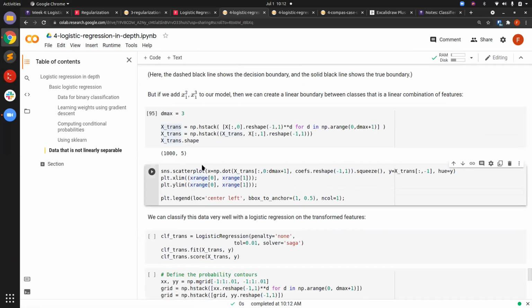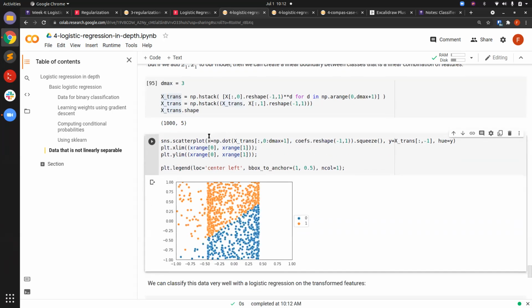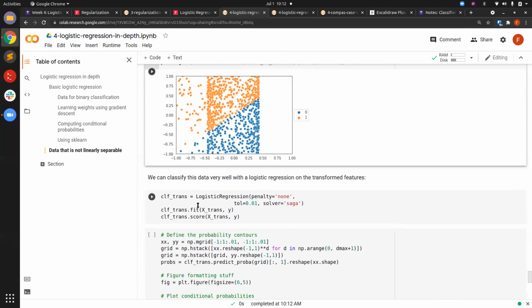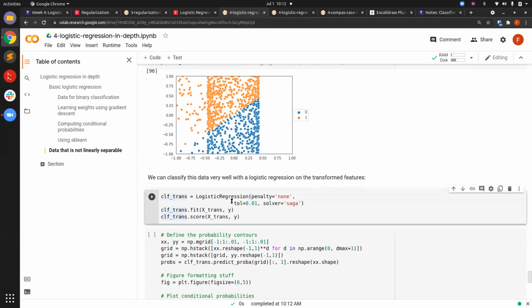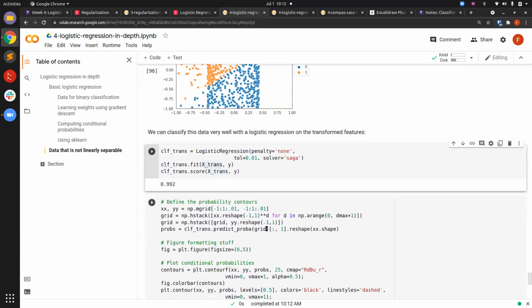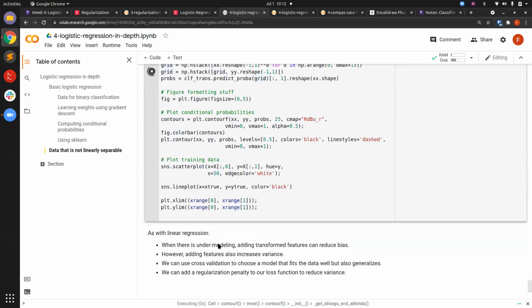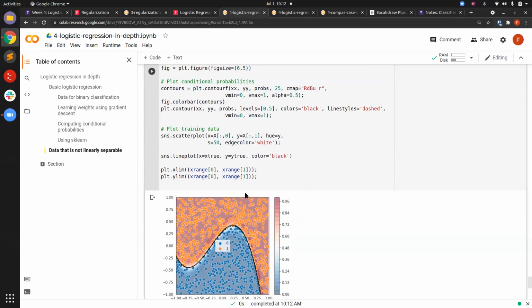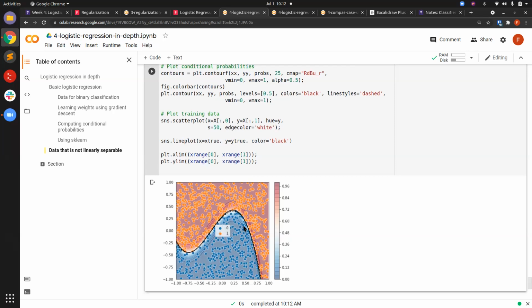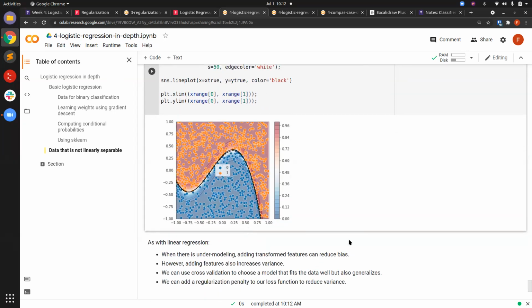Okay. So notice that with this transformed feature space, we can represent a linear sum of the transformed feature space with a linear decision boundary. So now we can take the transformed data, use it to fit a logistic regression, and now it fits our data very, very well. Okay, so this is our fitted logistic regression for the polynomial data using a transformed feature space. Now, what's the disadvantage of doing this?